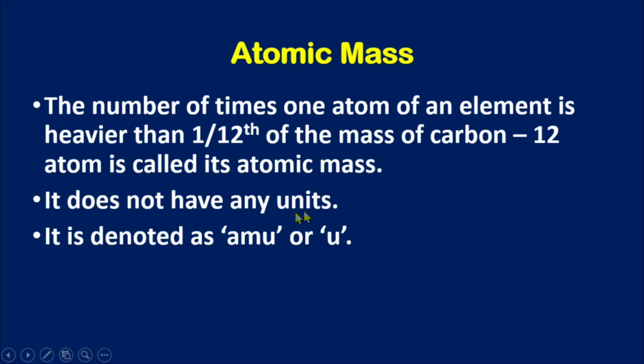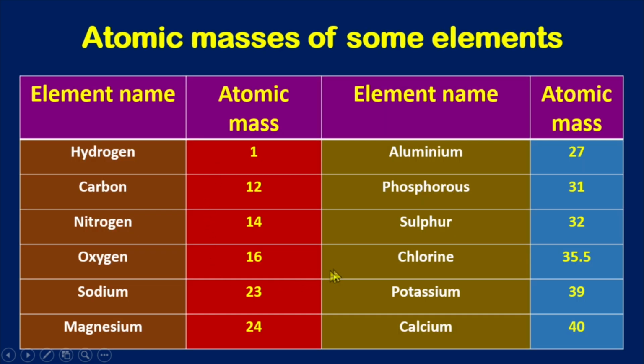Atomic mass does not have any units, but it is denoted by AMU, which is called as atomic mass unit, or unified mass U. These are some common atomic masses children for some common elements that we use usually. Children, make a note of this. For hydrogen the atomic mass is 1, carbon it is 12, nitrogen is 14, oxygen 16, sodium 23, magnesium 24, aluminium 27, phosphorus 31, sulfur 32, chlorine is 35.5, potassium is 39 and calcium is 40. Children, we have to remember these atomic masses so that they help us in solving problems.